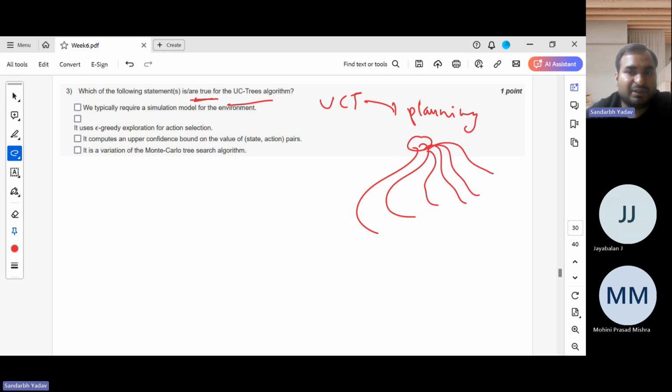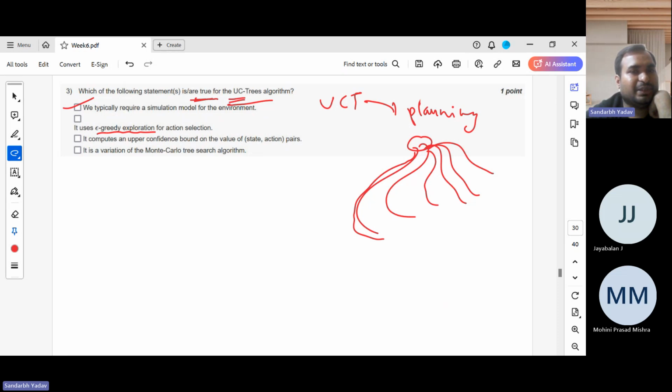You cannot generate those trajectories from the real world model because the real world model will show you the actual path which was taken. It won't show you what could have been possible if we took some other action. Whatever you took, it will show exactly one path if we are following the real world model. But if we have a simulation model, you can try out what would have happened if I had done something different than what I have actually done. So simulation model we typically require. And it uses epsilon greedy exploration for action selection. Does it use this epsilon greedy exploration?